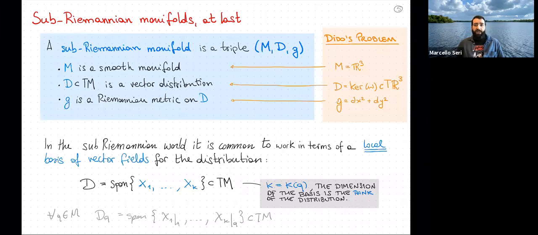And because of that, it can be that this thing changes dimension when you change the point. So it can be that you have k equal to 3, and then suddenly it is equal to 2, and then suddenly it is equal to 5. So the dimension of this vector distribution can change pointwise. So this is something that one has to keep in mind, and it's called the rank of the distribution.